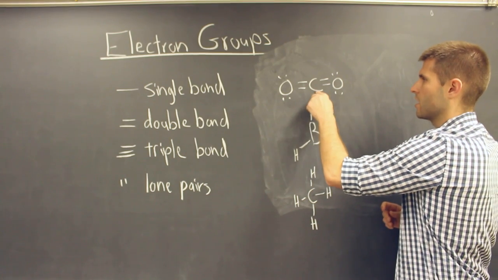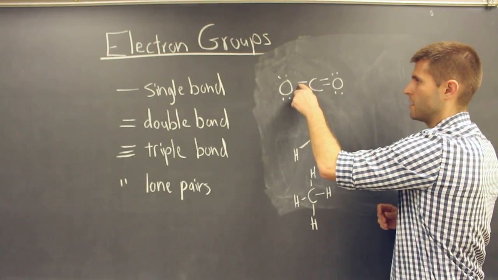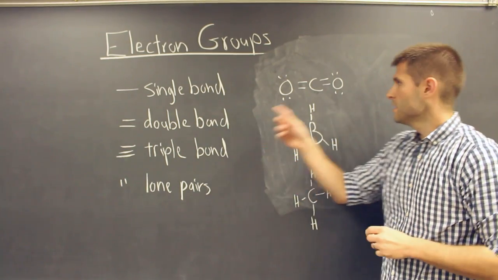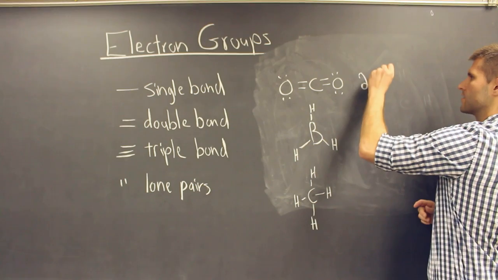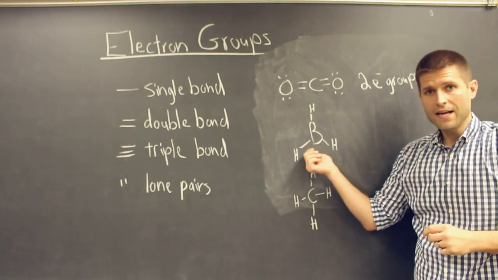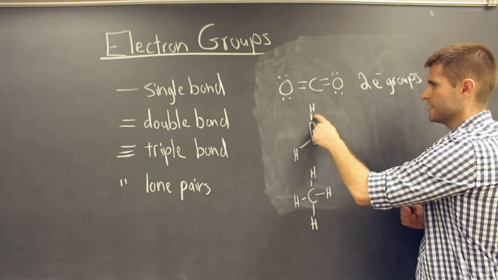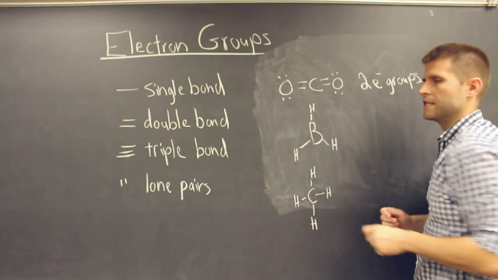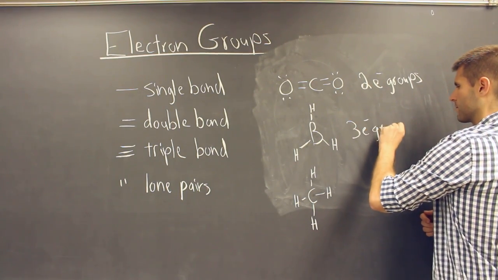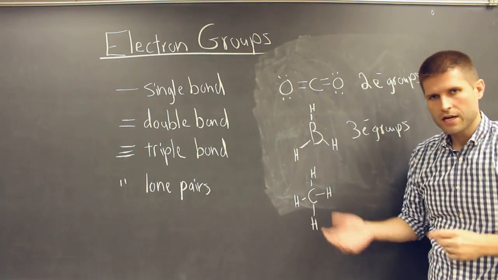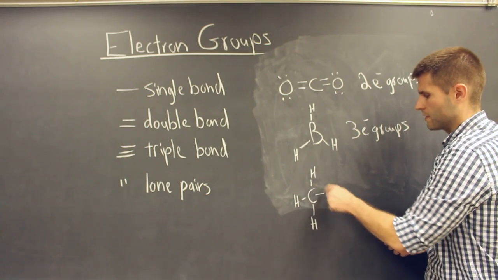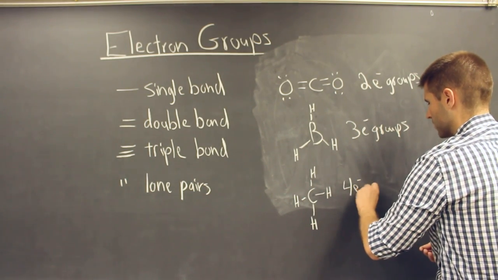So here we're going to be looking at the carbon. It has a double bond on its left, it has a double bond on its right. Each double bond represents 1 electron group, so this has 2 electron groups. Boron trihydride, on the other hand, has 3 single bonds. Each single bond is an electron group, so this has 3 electron groups. And carbon tetrahydride, also known as methane, has 4 electron groups. It has 4 single bonds, 1, 2, 3, 4, so it has 4 electron groups.